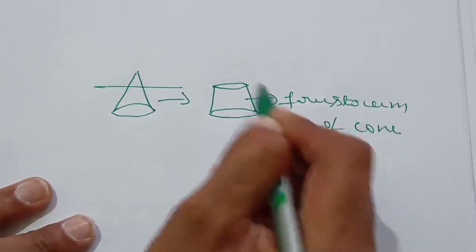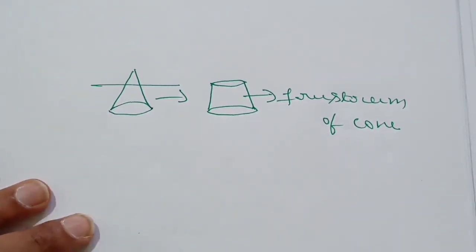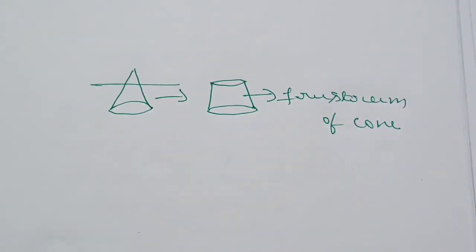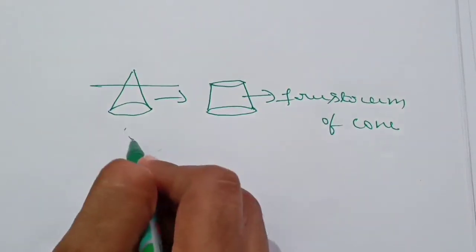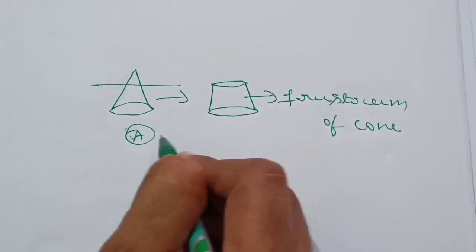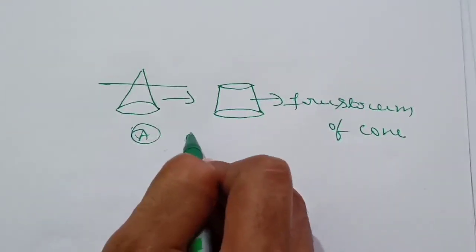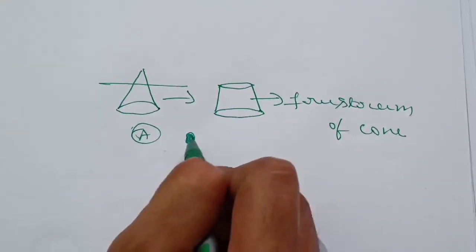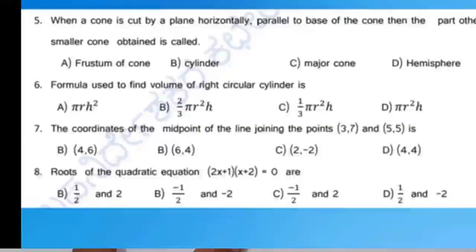So this obtained figure is called as frustum of a cone. So the option is A. So the option A is correct, frustum of a cone. Okay. Now let me move to the next problem.